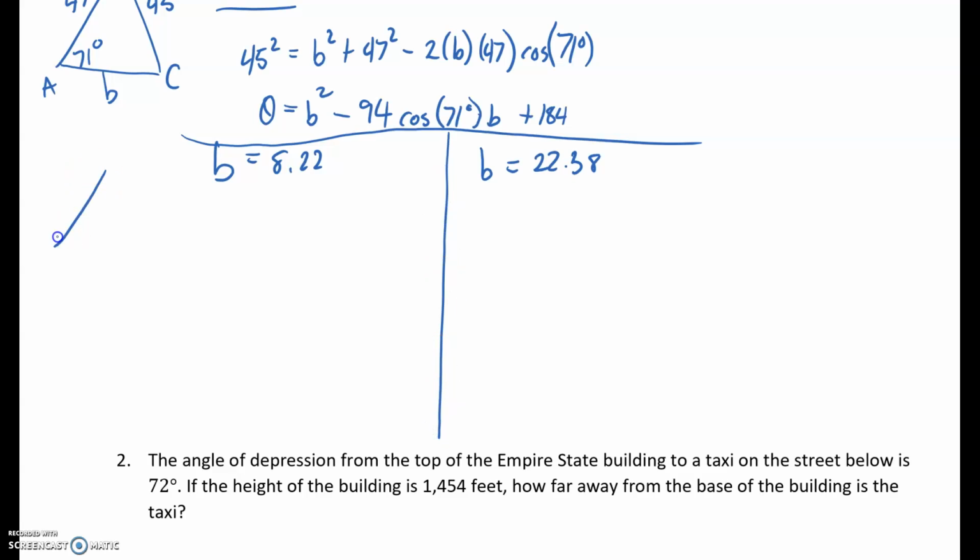I like to redraw my triangles with that new value put in there. Definitely not something you have to do here. 47, this is 45, 71 degrees. And now I'm saying that side B is going to be 8.22. Okay. I'm going to ignore the second case over there on the right-hand side for right now. But then I'm just going to go ahead and work through solving this triangle here.